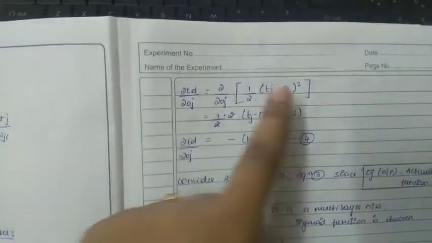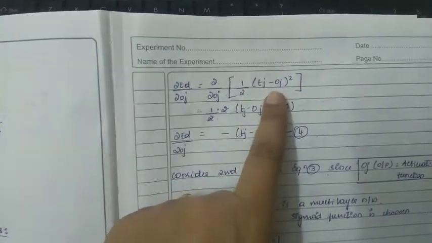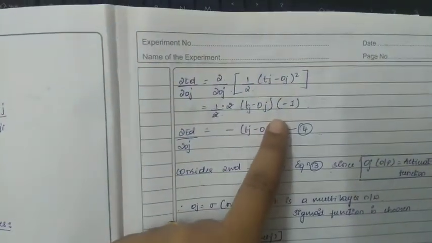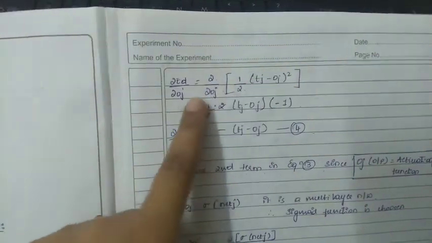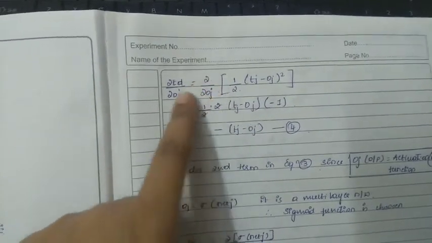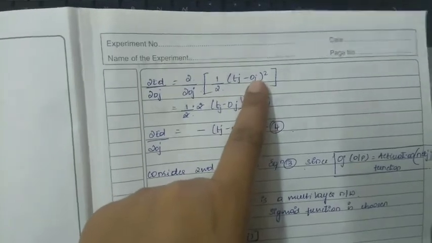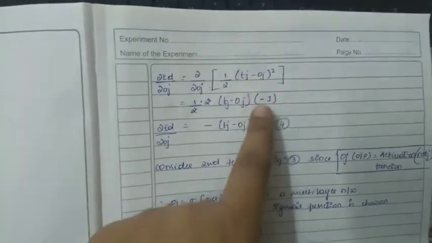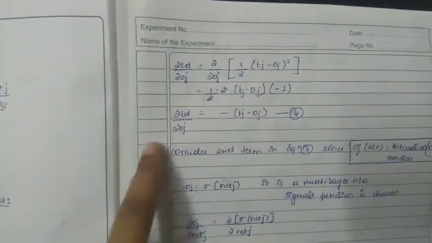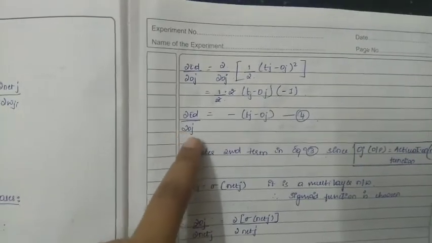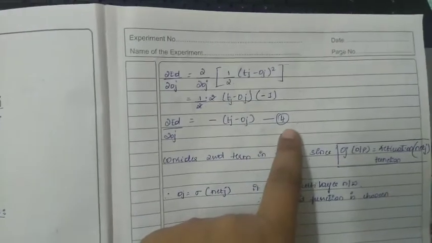Take half outside. We know that differentiation of x square is 2 into x. In the same way it is performed, so it is 2 into Tj minus Oj. Tj is a constant value, since we are differentiating with respect to Oj, so its differentiation is 0, whereas the differentiation of Oj is minus 1. So I have written here minus 1. Now the 2 gets cancelled. So rewrite this: delta ED divided by delta OJ equals minus Tj minus Oj. Take it as equation number 4.